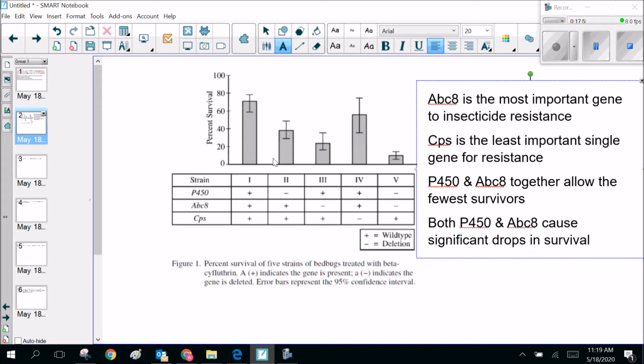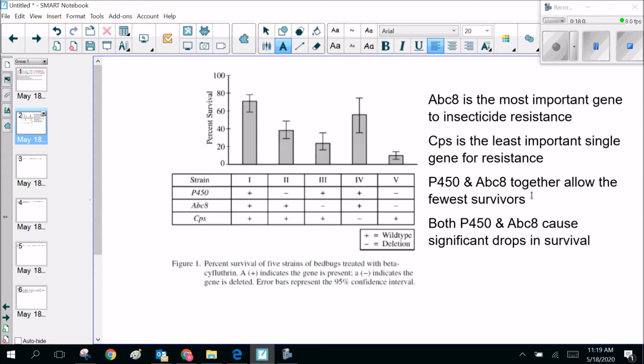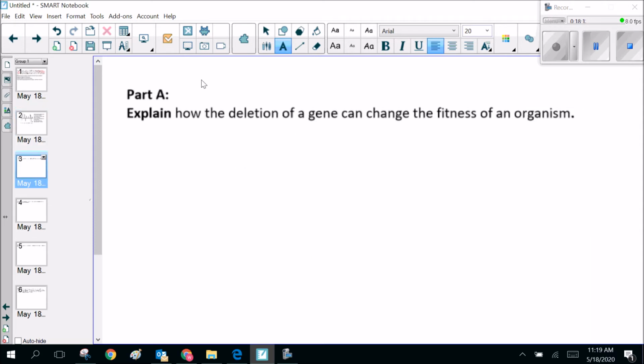Okay, so both of them, there is a significant difference between them and all the wild types. So yeah, I think that'll do it. So these are all the relationships that I kind of want to keep in my head, but ABC8 is the most important gene, CPS is the least important, and all of this. So let's go ahead and move on to the actual questions.